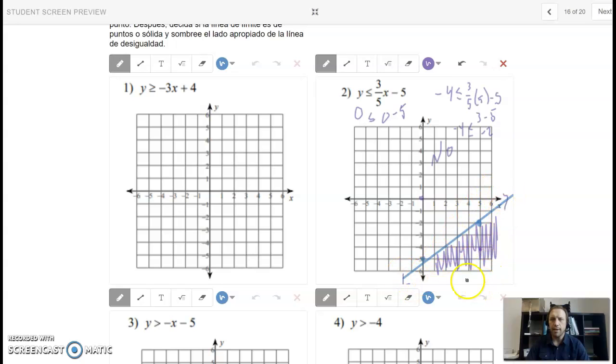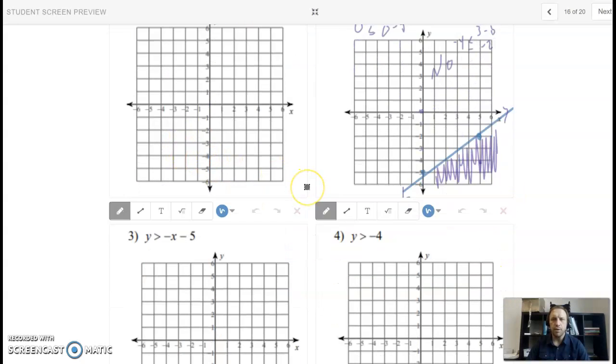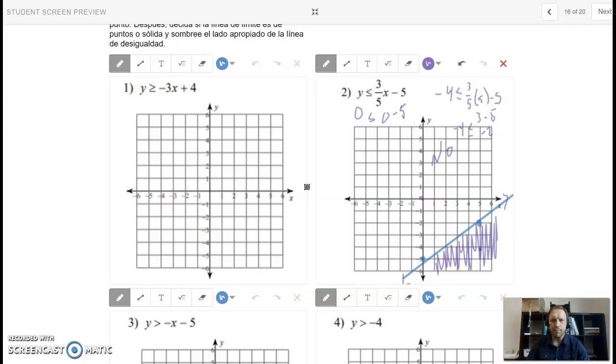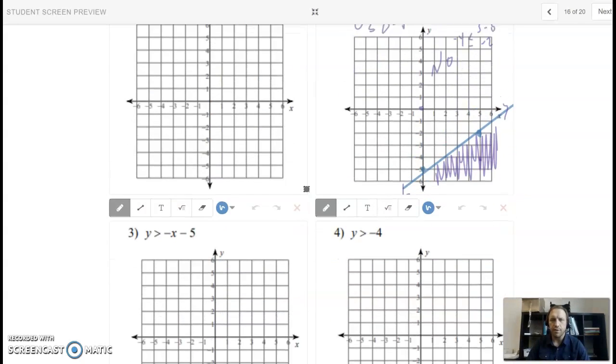All right, so walk through that again. Make sure you're doing your Desmos work or your Delta Math work because it's going to help you walk through this if you're struggling still.